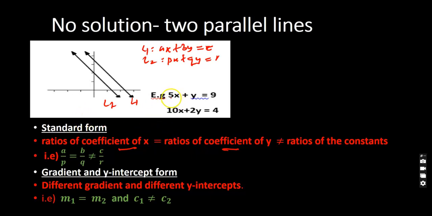Look at the example I gave here. This is 5x plus y equals 9, and 10x plus 2y equals 4. Look at the ratio here. 5 over 10 is the same thing as 1 over 2. The ratio of y is 1 over 2, which is not the same thing as 9 over 4. So anytime I have equations like this, we will say that this is no solution.